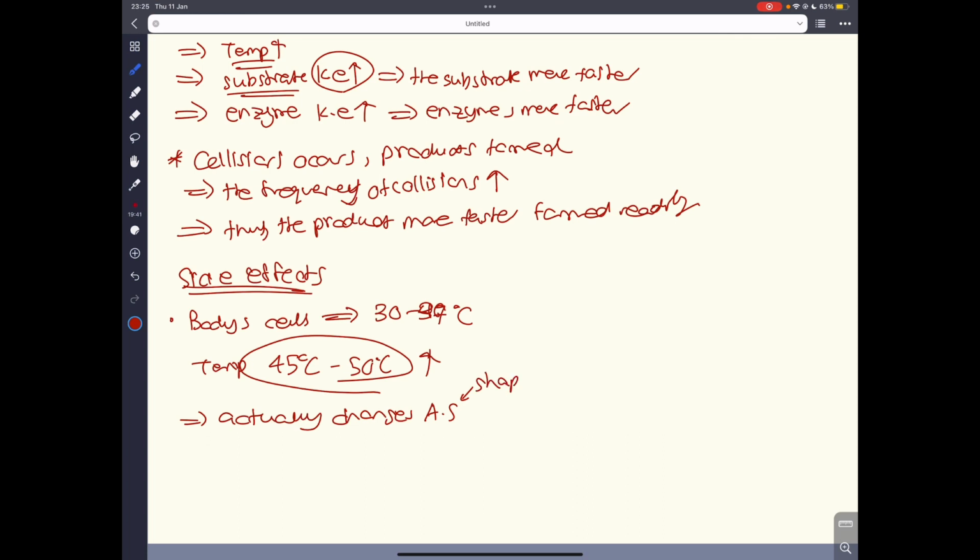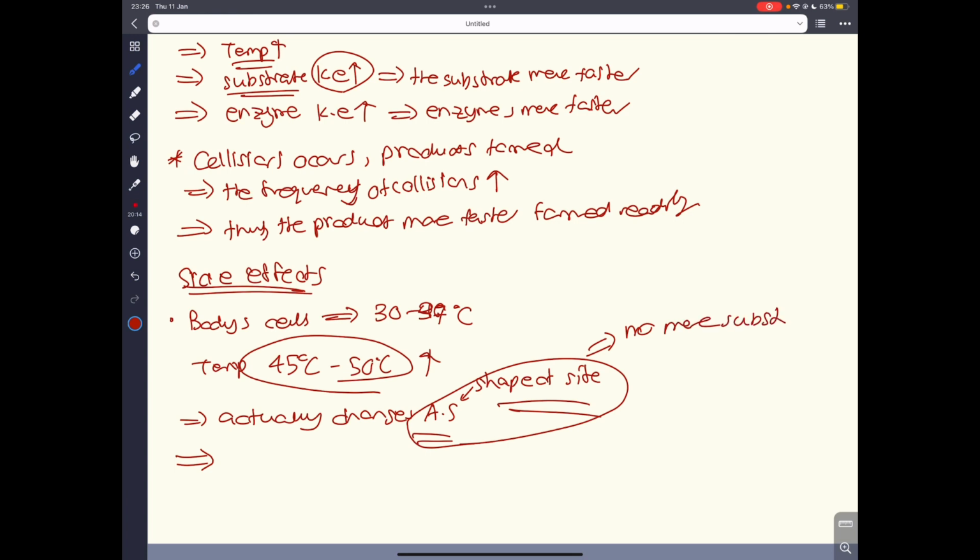So basically the shape of the active site changes. I'm going to use an ice cream analogy here, because when you eat ice cream on summer days, the sun's heat and radiation will melt the ice cream, and so the ice cream will change its shape. This is just like the enzyme. The enzyme will change its shape when the temperature is too high, and it will not work anymore. If the active site changes shape, that means no more substrate can bind to it, because the active site was altered.